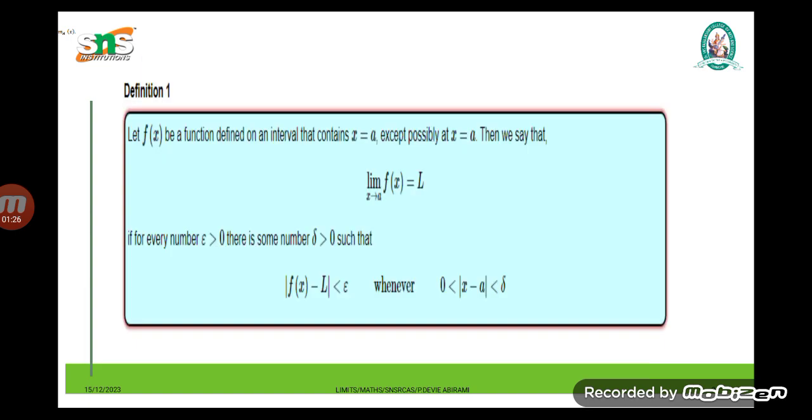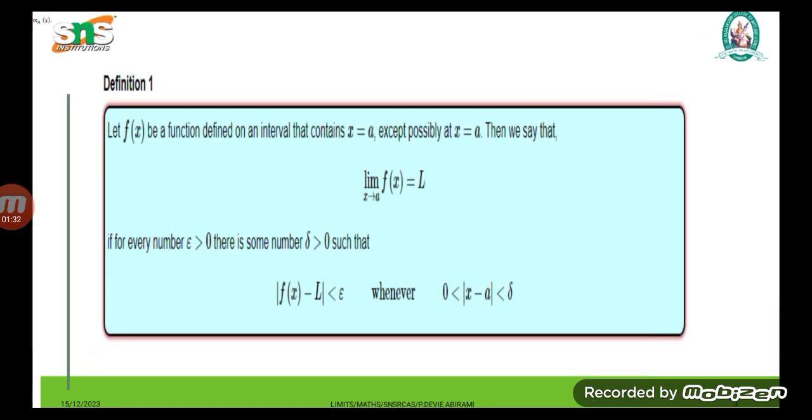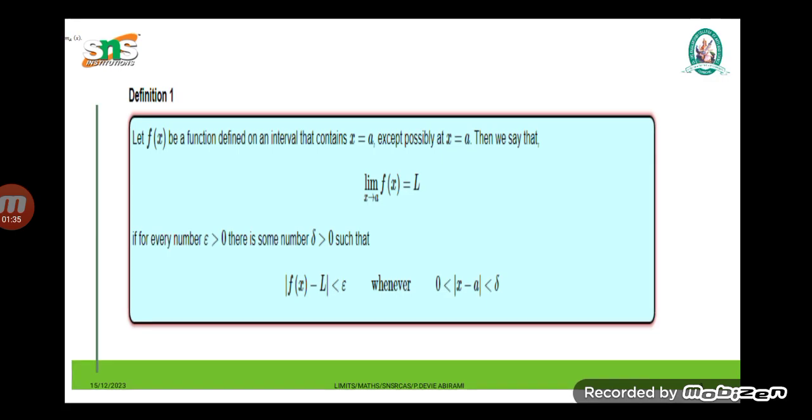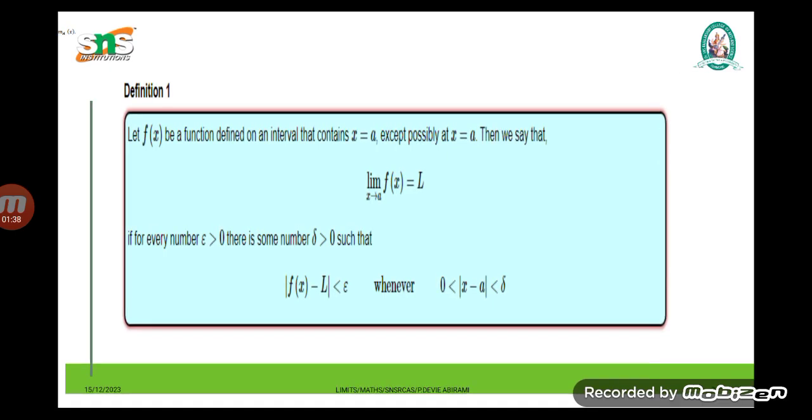Now let us discuss the definition of a limit. Let f of x be a function defined on an interval that contains x equal to a. Then we say that limit x tends to a of f of x equals L. Here f of x is our function, a is our input, and our output value is denoted as L. If for every epsilon greater than 0, there exists some number delta greater than 0 such that it has to satisfy the condition mod f of x minus L is less than epsilon, whenever 0 is less than mod x minus a, which is less than delta.